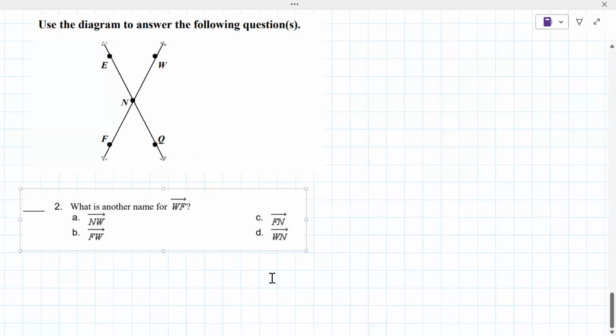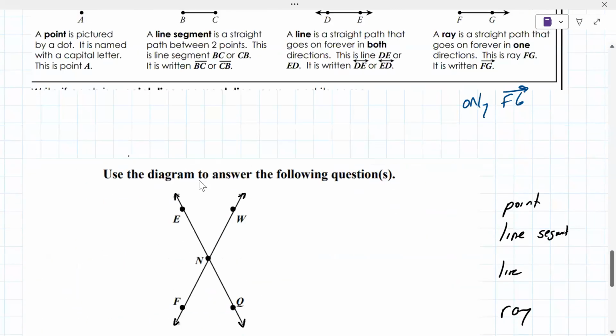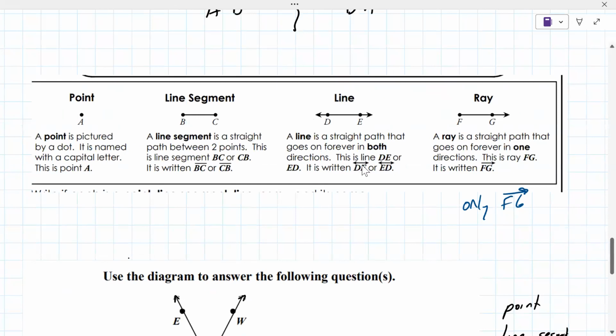If you need me to, I can scroll up. Wait, are you asking for the name or the answer? Yeah, that's one of the issues in this class, I can't just tell you what it is. So let's go back and look. The line has arrows on both ends. Oh, it's a ray. It's a ray.